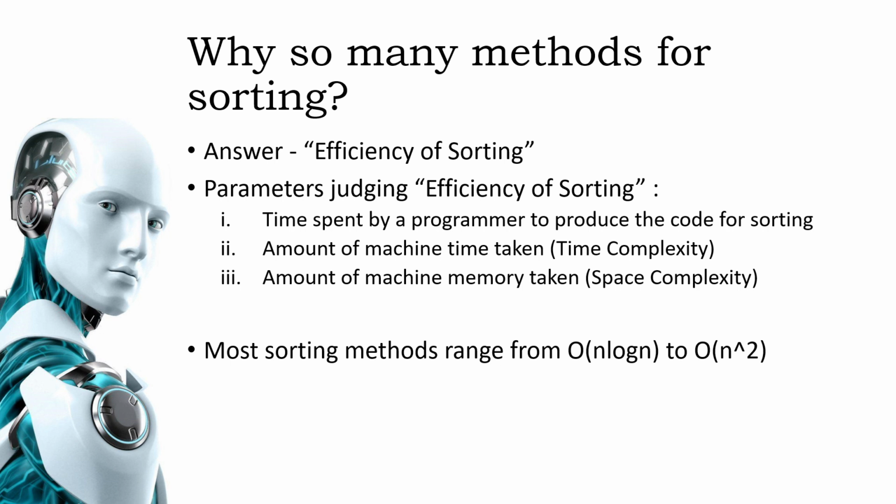that are going to be checked if you come to competitive programming and solving questions in any contests. These are the two main factors that are taken into consideration. Most sorting methods range from n log n to n square. So big O of n log n is the minimal of any sorting type, and n square is the maximum time taken. I hope you understood.